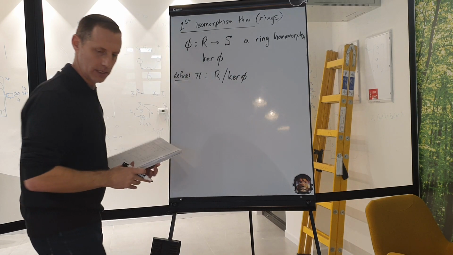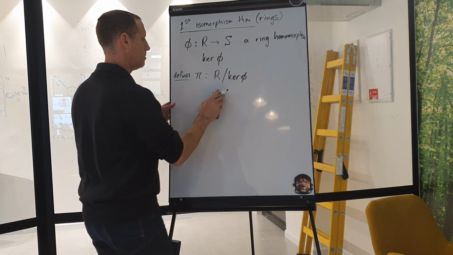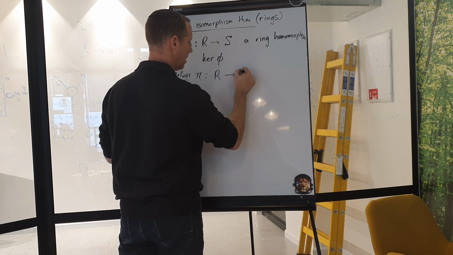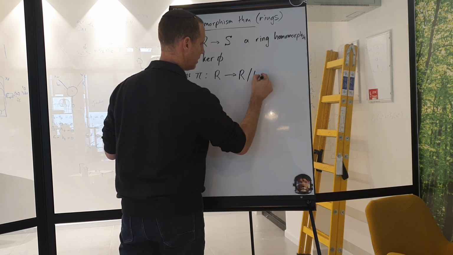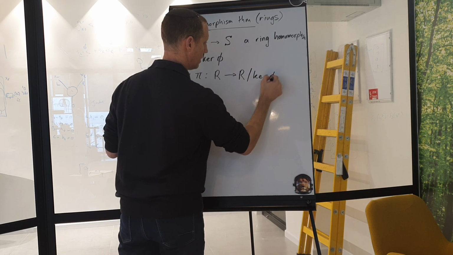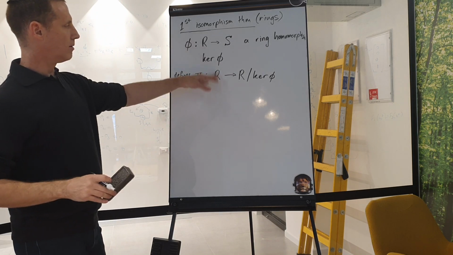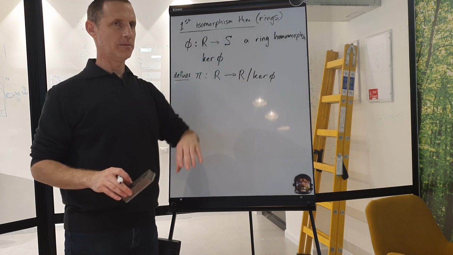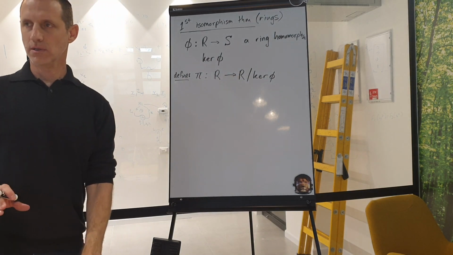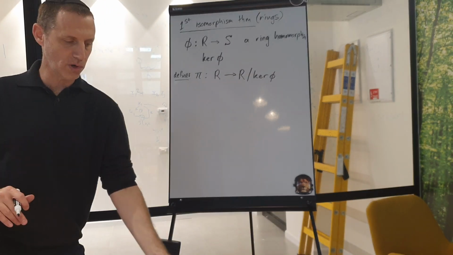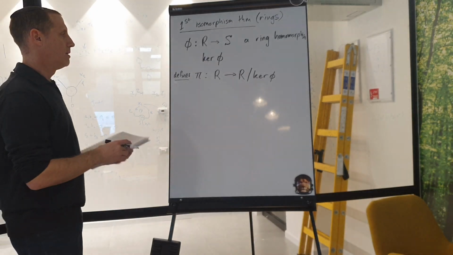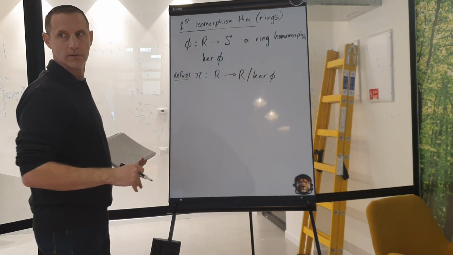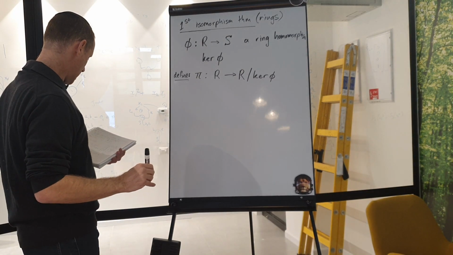Oh, sorry, that's not what I meant. That's not a projection. It's going to do a reverse projection. It's R into R over kernel phi. Okay. So it's basically just taking all the elements in R and dividing them into these cosets, right? It's the actual partition, okay? We call it a projection as well. It's the projection of the elements from R into these cosets.